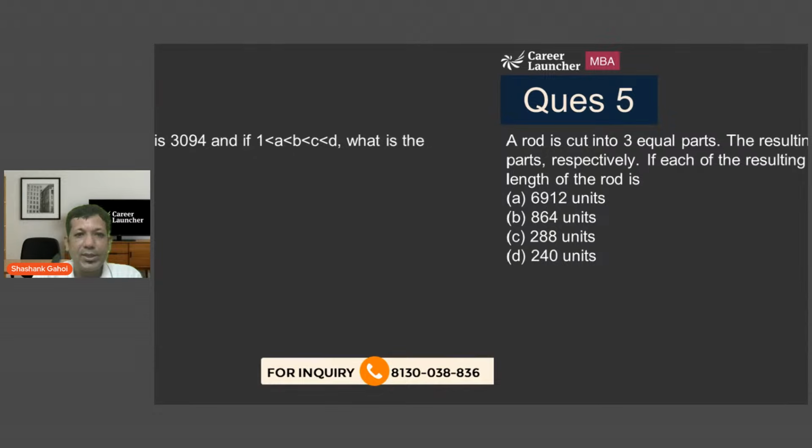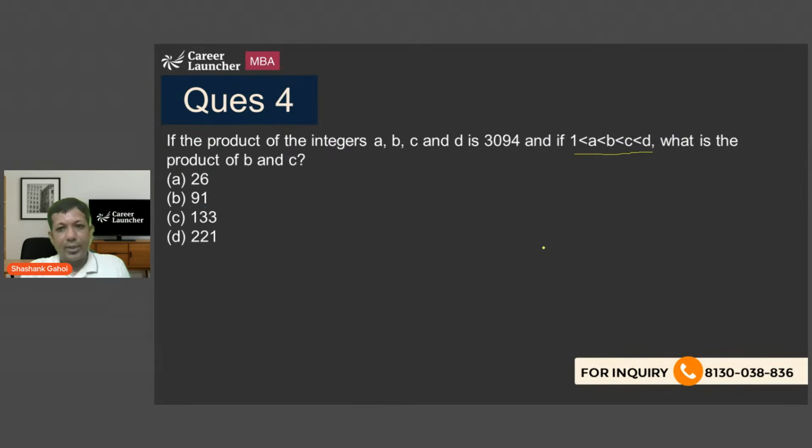Now, this question says, so what is the first point that I'm going to think in this? The product of 4 integers is 3094. And so basically, बहुत possibility हो सकती है, right? Now the question is talking about what is the product of B and C, right? इसका मतलब, in my opinion, all 4 numbers should be prime. Otherwise, you can't figure it out. ये मेरा guess. ठीक है.